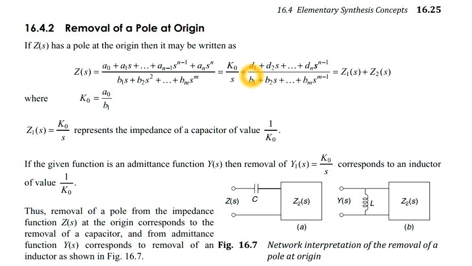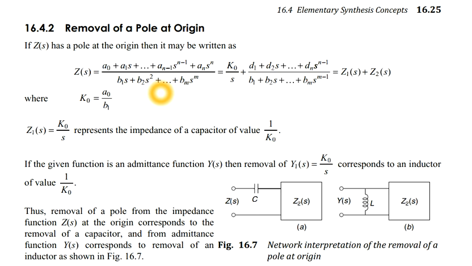Synthesis concept. Fine. When you remove a pole at origin, what is meant by pole at origin? We should have s equals 0 as a pole in the function. Let us say when Z of s has a pole at origin, then it can be written like this, where s can be taken common from the denominator. Then you are having s equals 0 as a pole. That is how it is chosen.